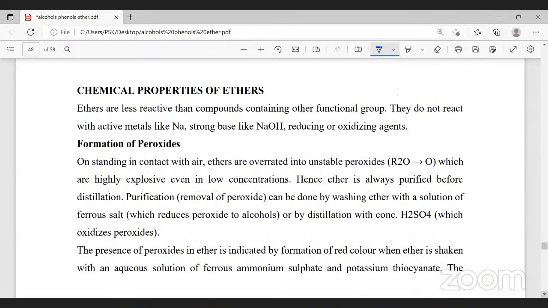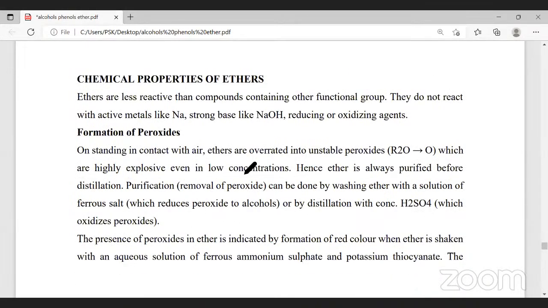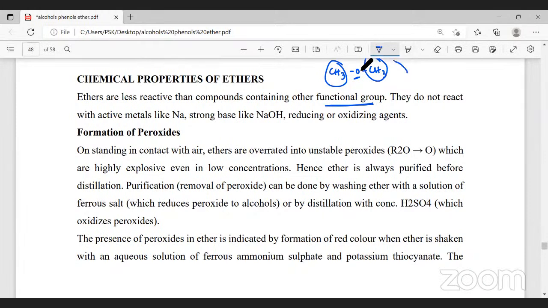What are the chemical properties? Ethers are less reactive than compounds containing other functional groups. Why are ethers less reactive compared to other molecules containing functional groups? See, these bulky groups will shield oxygen, will cover up the oxygen. So therefore, the reactant will not be in a position to attack oxygen. That is why they say ethers are less reactive than compounds containing other functional groups.